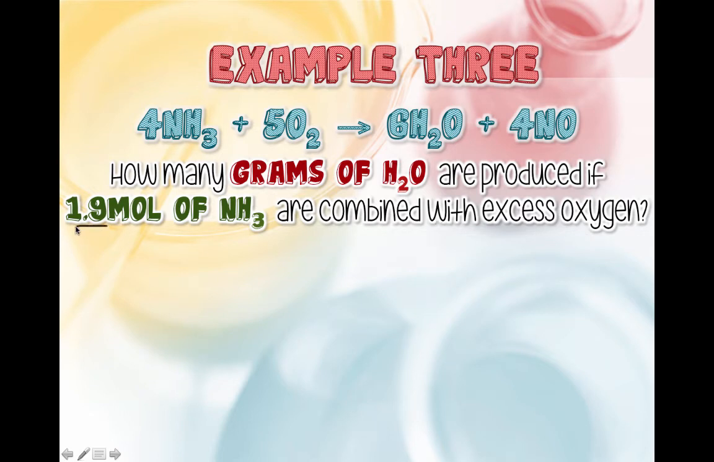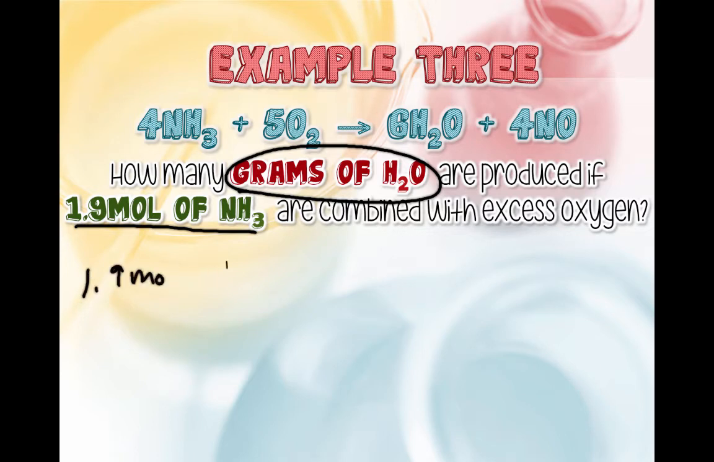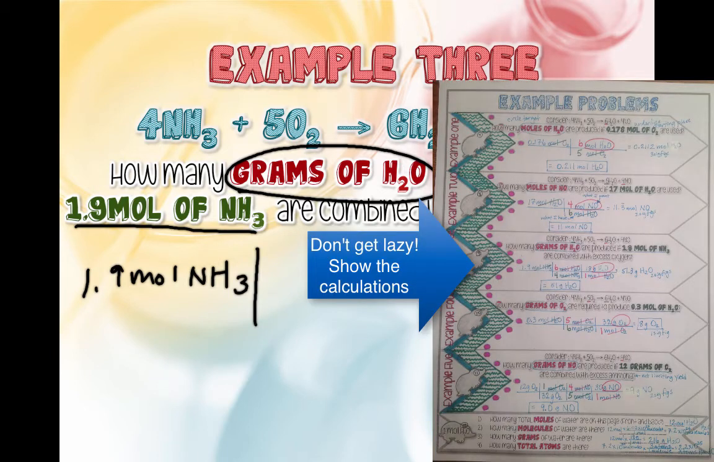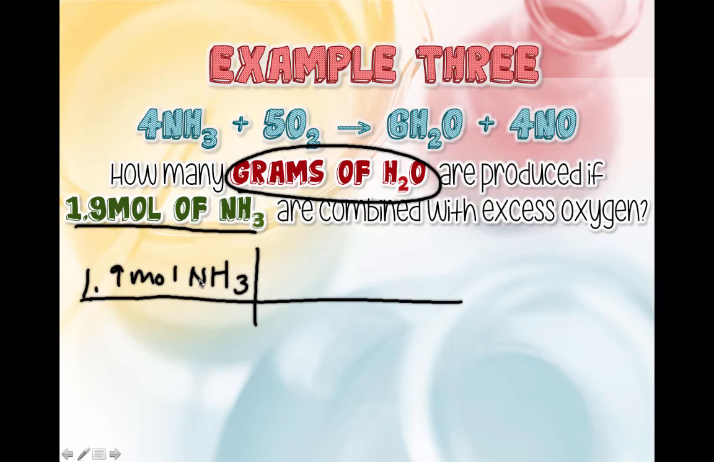Now we're starting with 1.9 moles of ammonia. The question says how many grams of water are produced. So we'll put 1.9 moles of ammonia in the starting line of the T table. And since moles of ammonia is on top, then that's got to go on the bottom in the next step. What number in our balanced equation goes with ammonia?